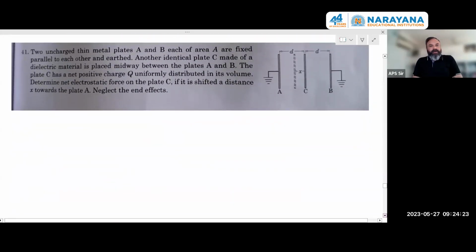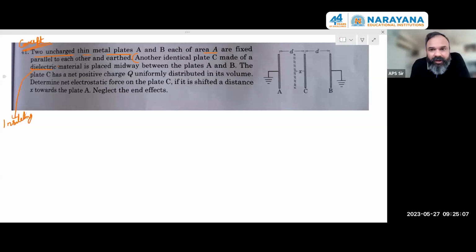Okay, so let me take up now. Again, it is a conceptual problem and not a very tough one, but a nicely written problem, because he has used one insulator. Generally, in these problems, we take all conductors. So just read this problem. There are these two charged thin metallic plates A and B, each of area A, fixed parallel to each other and earthed, right? He has said that I take another identical plate C made up of a dielectric material. So he is treating this dielectric material to be a strong insulating material, like standard conventions. And that material is placed midway between the two plates.